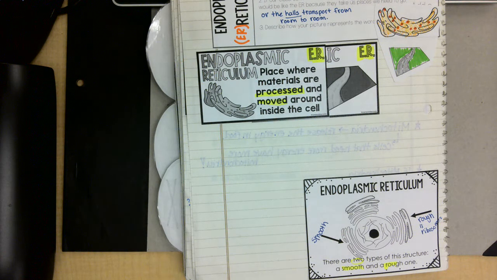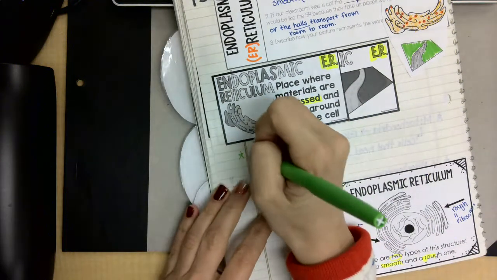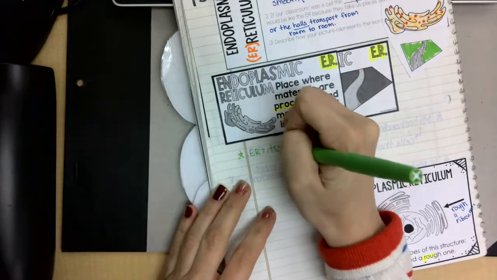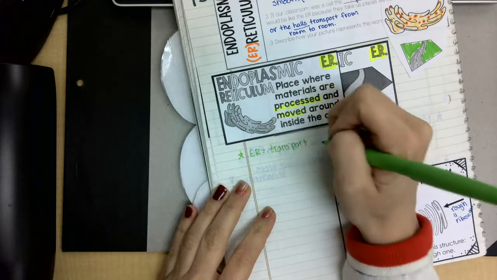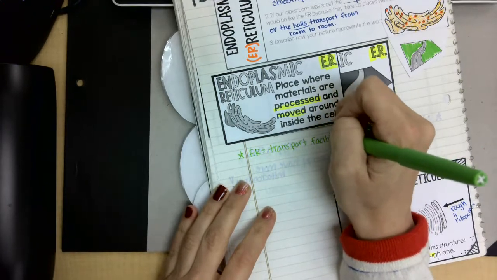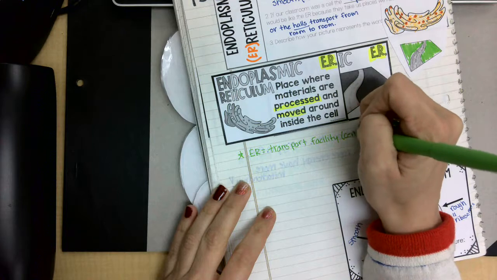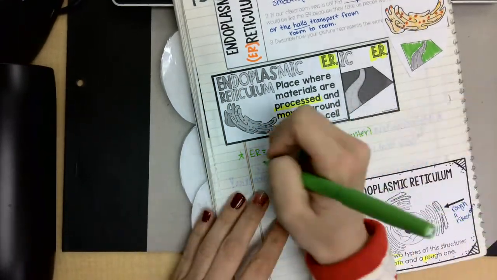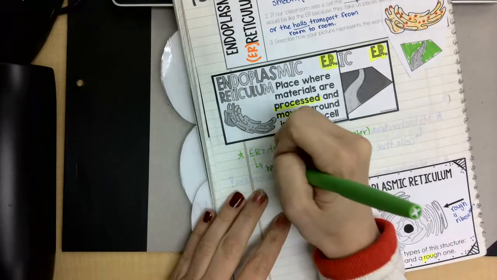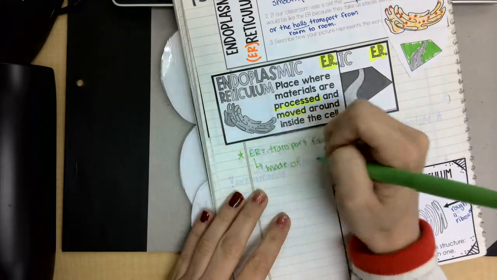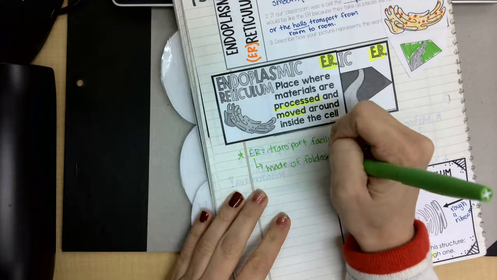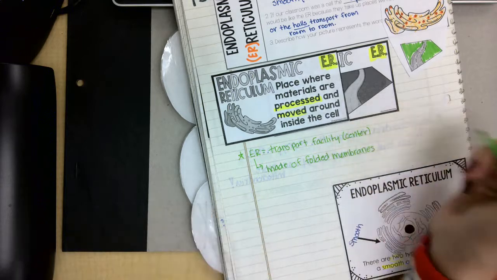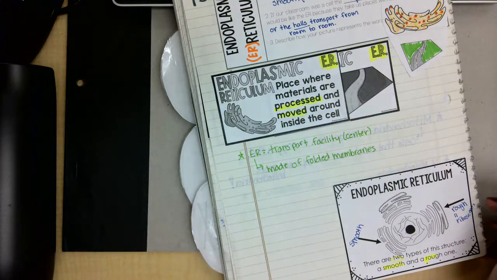Okay, ER equals transport facility. So it just means like a center or a location for transport. Made of folded membranes. So membranes, remember, there's those sheets of like things that hold things together.